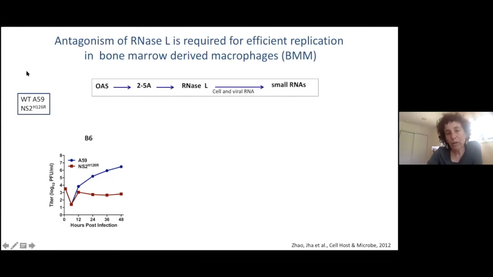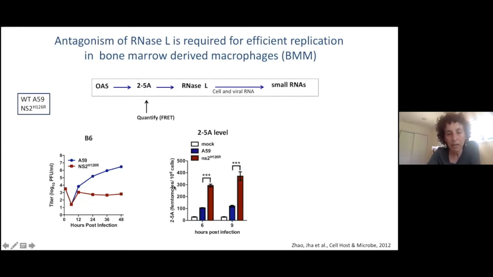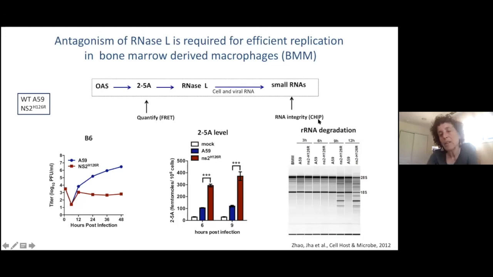We then wanted to see where along this pathway this inhibition or this rescue of virus occurred. We looked first at the level of 2,5A in infected cells, and we found that in these B6 macrophages the wild-type virus induced very little 2,5A, whereas the mutant virus induced quite a lot more. So it looked like this would be consistent with its phosphodiesterase activity. We also looked at the actual RNase activity by degradation of ribosomal RNA in a so-called chip assay on a bioanalyzer. This is kind of a pseudo gel coming off a bioanalyzer. We can see that in cells infected by wild-type virus, the ribosomal RNA 28S and 18S looks largely intact, whereas in the mutant infected cells, we can see quite a lot of degradation of RNA.